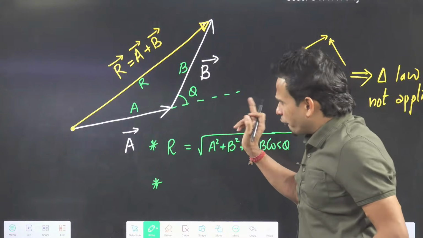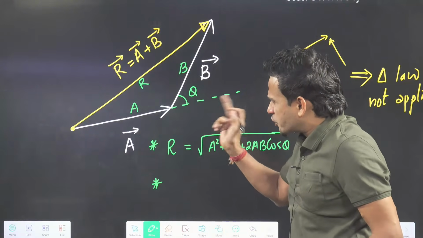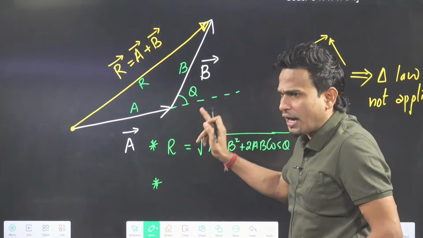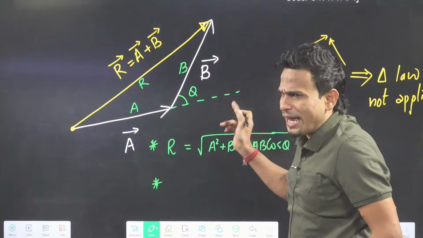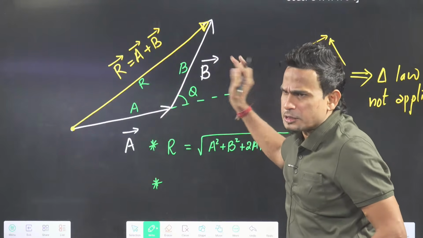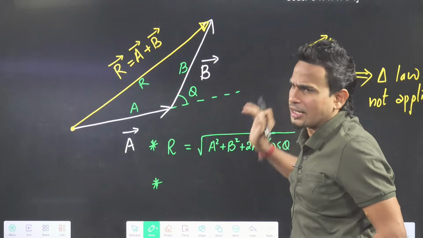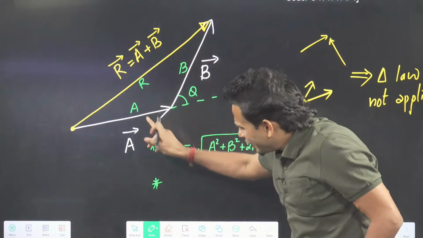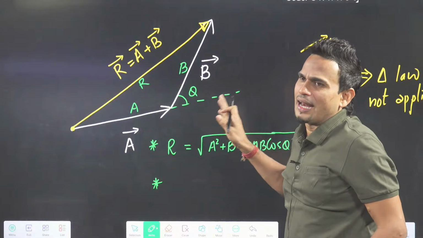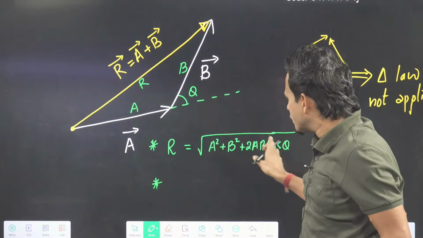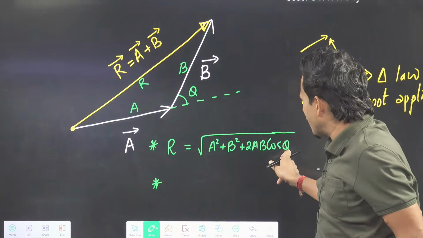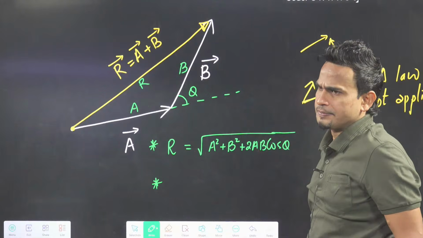The magnitude of the resultant of their vector addition will come under root of a square plus b square plus 2ab cos theta. What is a, sir? Magnitude of the first vector. What is b, sir? Magnitude of the second vector. What is r, sir? Magnitude of the resultant. What is theta, sir? Angle between A bar and B bar, known as the angle between the two vectors A and B. That angle we are representing here as theta.